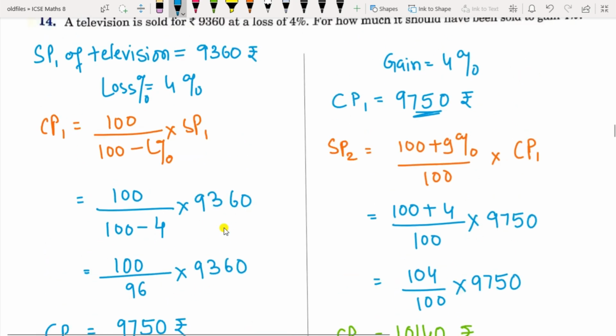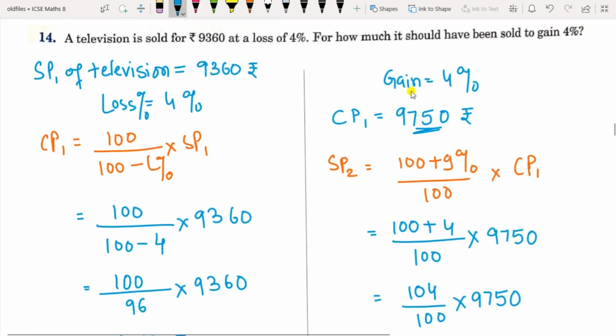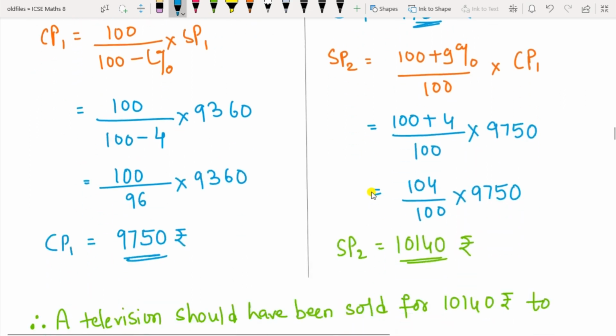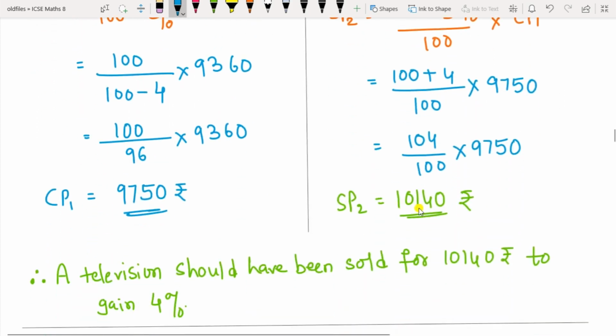Now using this cost price, if you want a gain of 4%, you have to find the new selling price for the television. It comes out to be 10140. So the television should have been sold for 10140 rupees to gain 4%.